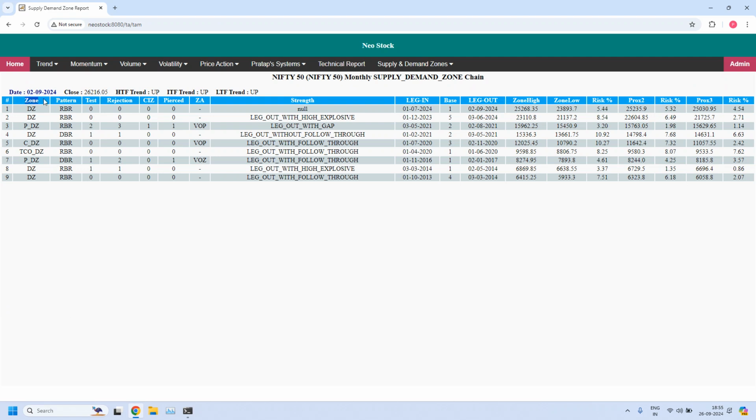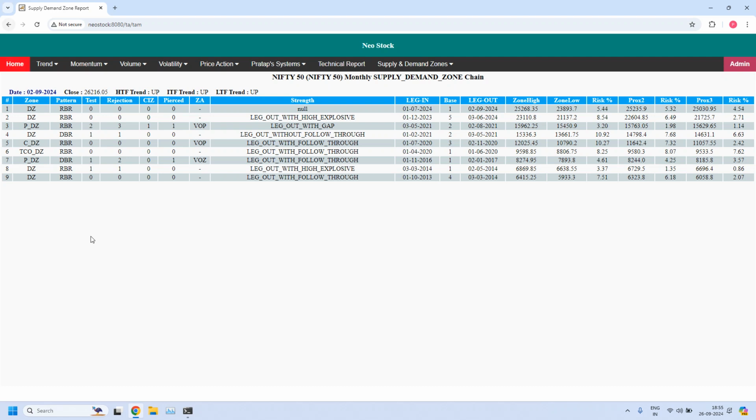Always look into the zone column to identify the high liquidity zones, and also look into the pierced column to find any pierced zones. If the pierced count is not 0, it is a pierced zone and you can ignore it. And also look into the trend. Whichever time frame you select, that time frame trend will be treated as LTF trend. And then you can also look into one time frame higher, ITF, and one more time frame higher, HTF trend. This is the way you can understand the remaining reports.